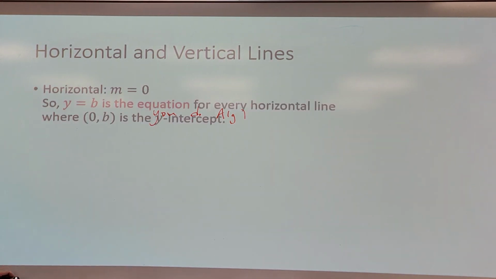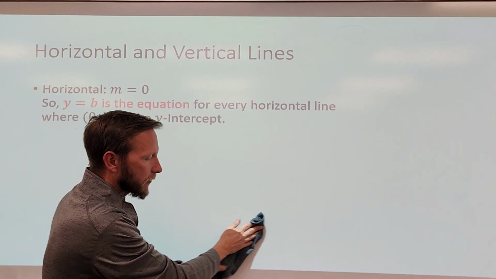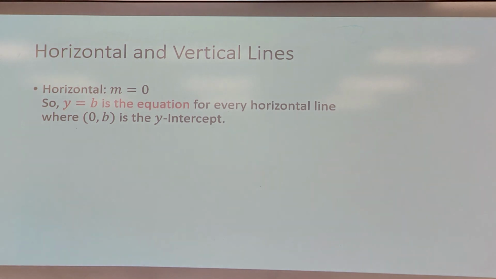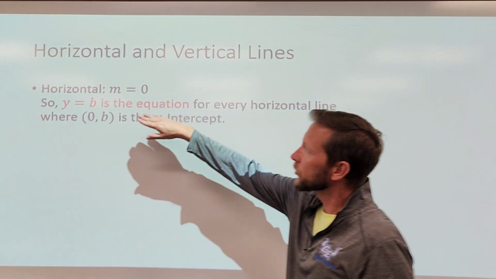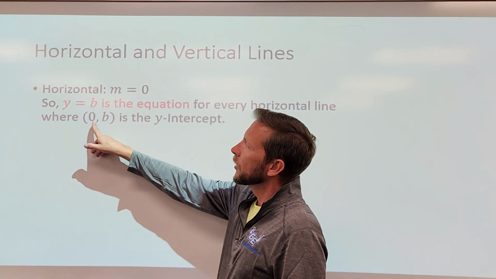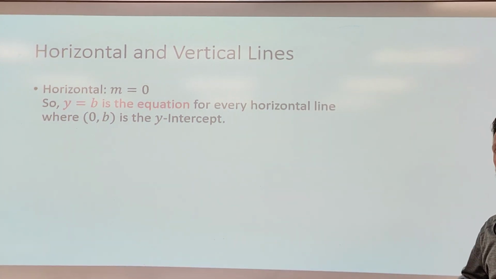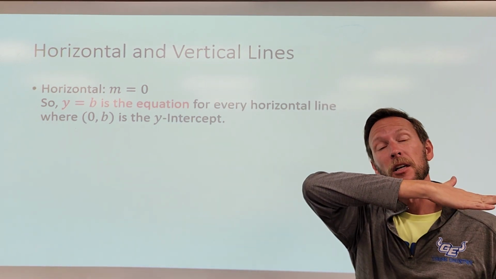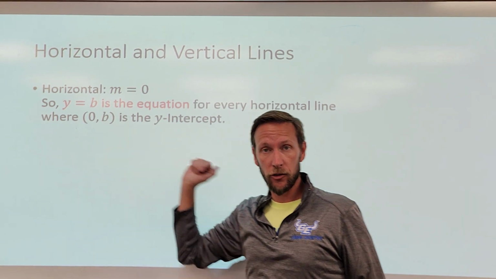With respect to horizontal and vertical lines, we already talked about how horizontal lines have 0 as their slope, and vertical lines are undefined in their slope. The way that we write our equations for our horizontal line is we understand that since the slope is 0, the y-intercept gives us the equation of the line. If the line crosses at 5, then that means y equals 5 always and forever. And so we can write that equation just by knowing where the line crosses the y-axis.